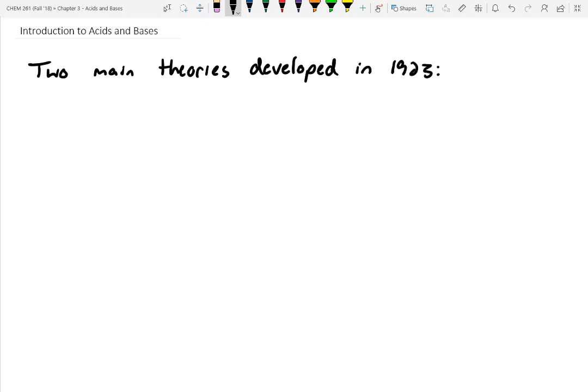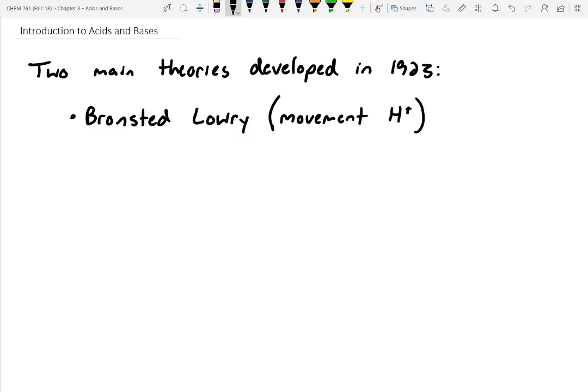Does anybody want to help me remember what those two names are for the theories? Bronsted-Lowry are the main contributors to the first one. And they describe the movement of what? Protons. So when they were looking at acid-base reactions, they were always looking at where protons were moving to and where they were moving from, right? It's important to remember that H plus is a proton. It's not a hydrogen atom. A hydrogen atom has electrons with it. A proton does not have any electrons.